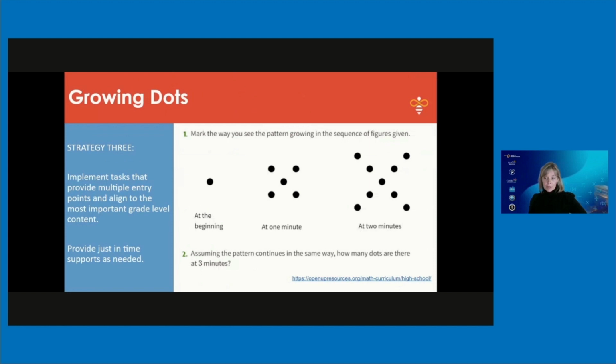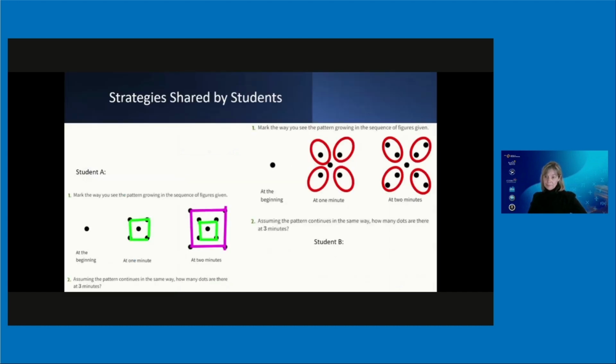What I'm looking for is that all students are able to see the +4 growth from 1 minute to the next. So let's look at some student work. Several students saw the pattern grow similar to either student A or student B. Did you see it one of these ways? The ways of thinking about this pattern are likely different.